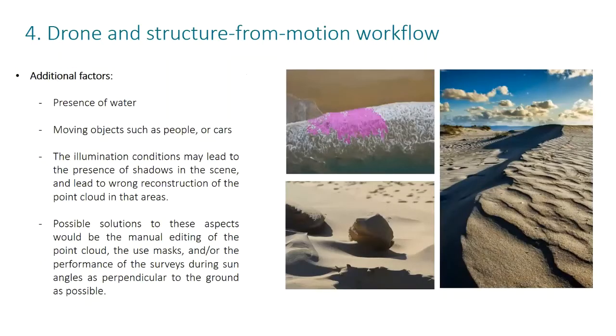Additional factors that could lead to wrongly reprojected points and higher vertical errors would be the presence of moving water, but we can mask that within the software. Also moving objects such as people or cars, in case in your area there's a road or there's traffic. And more importantly is the illumination conditions during the drone flight. If the sunlight is not totally perpendicular to the ground, this may lead to the appearance of shadows in your scene. And in these areas where the shadows are in the models, the reconstruction would not be so good. So you need to take that into account and fly with the appropriate sunlight to avoid this.